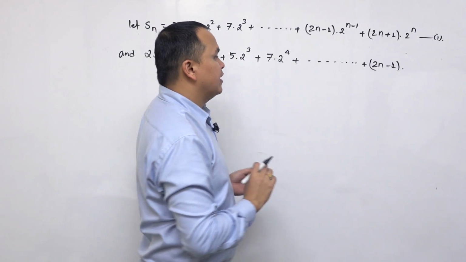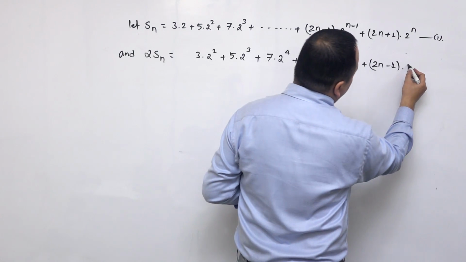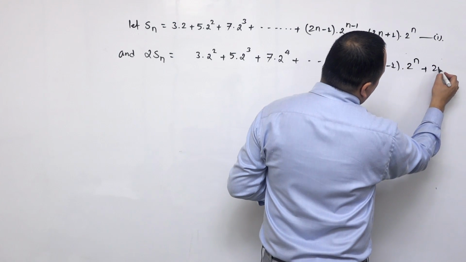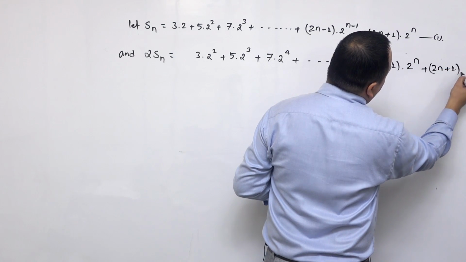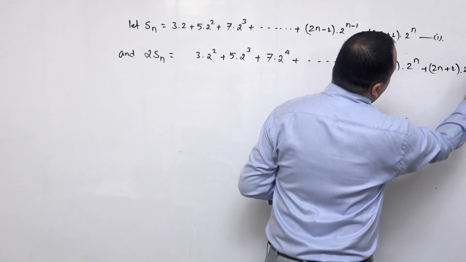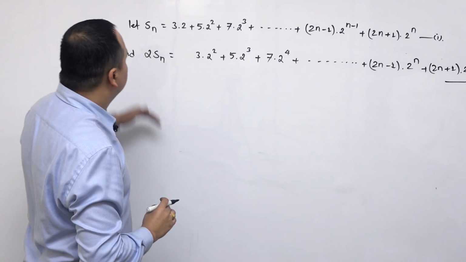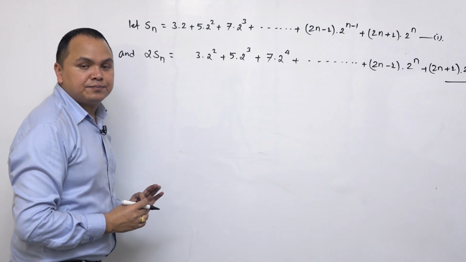Minus 1, 1 cancel, just 2 to the power n. Plus last, 2n plus 1 into 2 to the power n plus 1. Equation II.